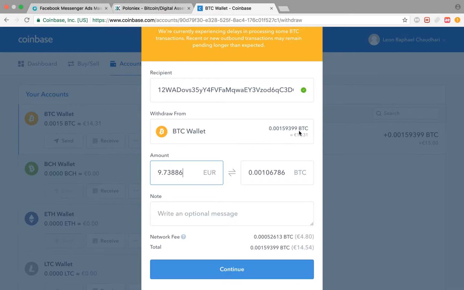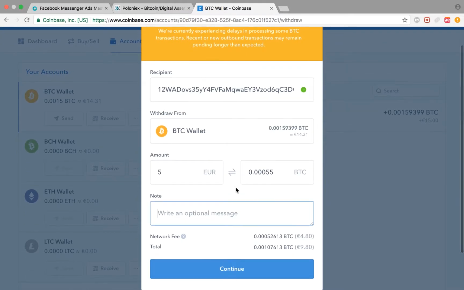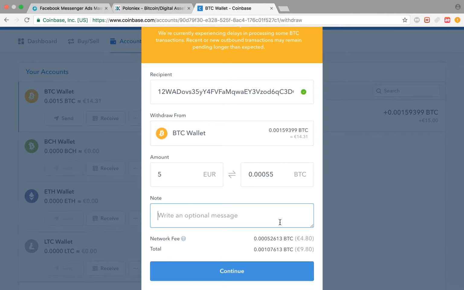For instance, right now we can send this right here, or actually, let's go with something even lower. Let's say €5. We are sending €5, and it says €5 is 0.00055 Bitcoin. Down below, we can add a note, which honestly we don't need to do. This is now the network fee, which is actually quite high, which is $4.80. So actually, it is quite a lot of money as the network fee.